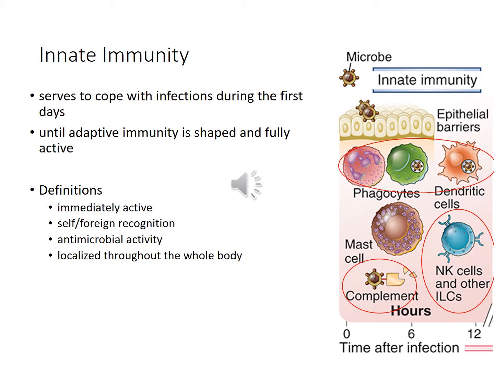The definition of the innate immunity is the quick response time, that it can recognize self from foreign using the receptors we will talk about, the antimicrobial activity, mainly of the macrophages, and that is actually localized through the whole body. As you see on the time scale on the picture on the right, the reaction time of the innate immunity is counted in hours.